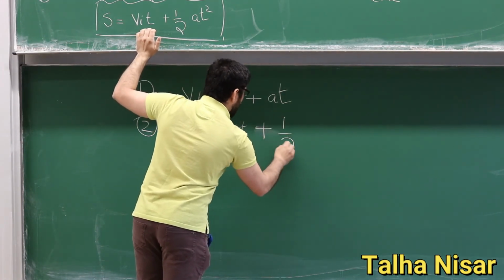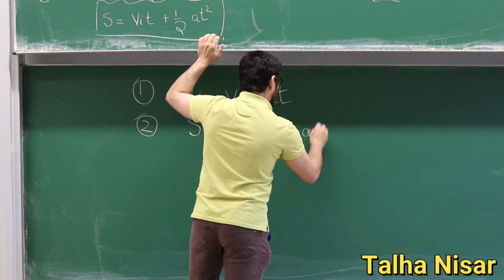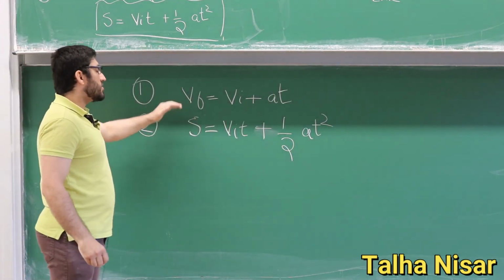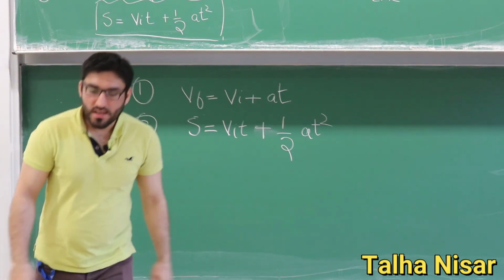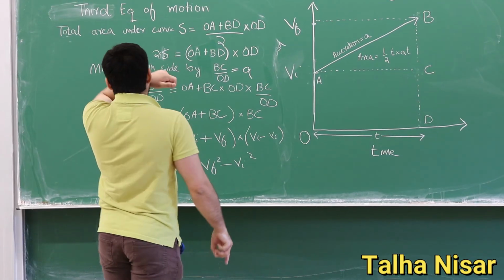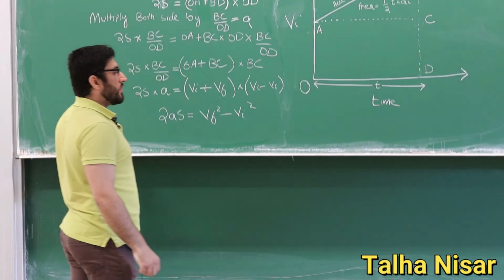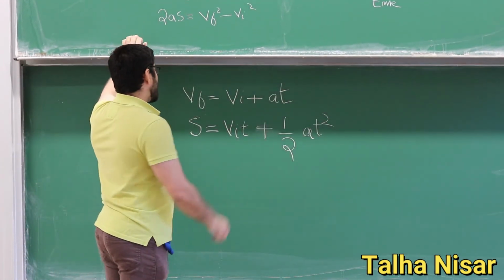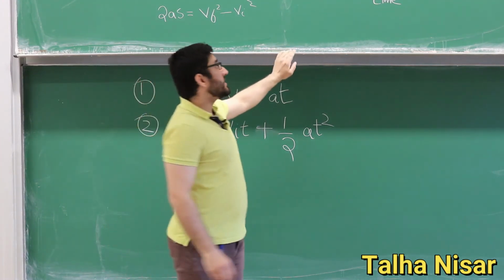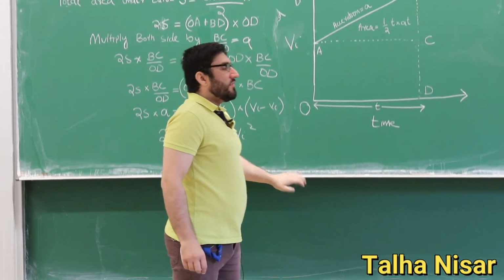plus 1 over 2 A T squared. So this is the second equation here. So we have the first equation, now we have the second equation, now we come to the third equation. So we derived the first two equations of motion. This one was the first equation, and now we have the second equation here, and as we said, we have three equations of motion.